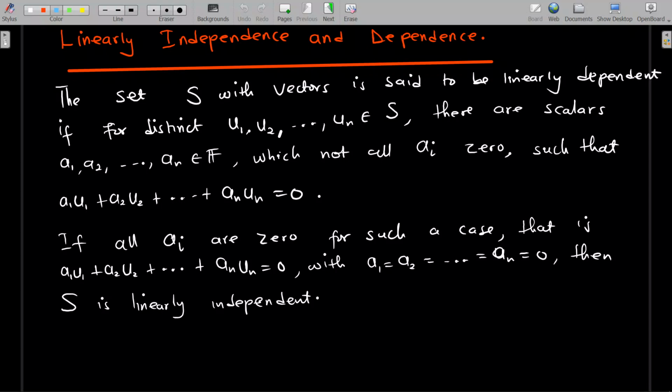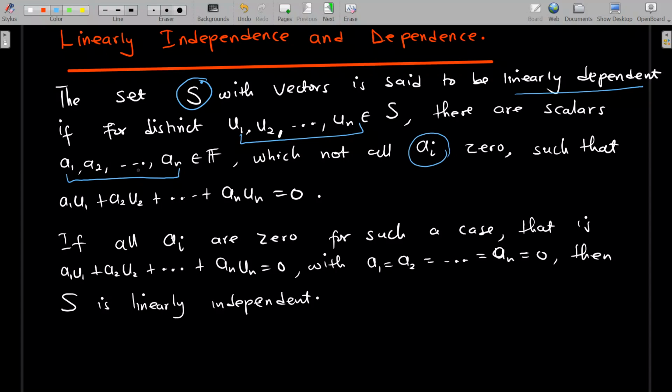All right, so the set S with vectors. If you have a set S and you have some vectors in it, it's said to be linearly dependent. Notice that if for distinct vectors u1, u2, un in S, there are scalars, so there are numbers, which are not all zero. What I mean is that not every number here is zero. Some of them might be zero, but the whole idea is that not all of them should be zero.